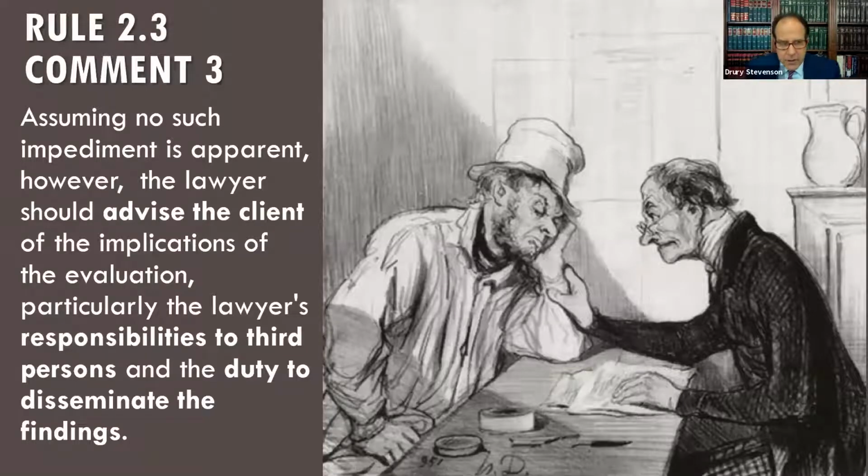Now, assuming no such impediment is apparent, however, the lawyer should advise the client of the implications of the evaluation, particularly the lawyer's responsibility to third persons and the duty to disseminate the findings. So if you think about it, we have some statutes like Sarbanes-Oxley and similar mandatory reporting or whistleblower statutes that may be implicated. And you need to tell your client about that before you undertake the evaluation.